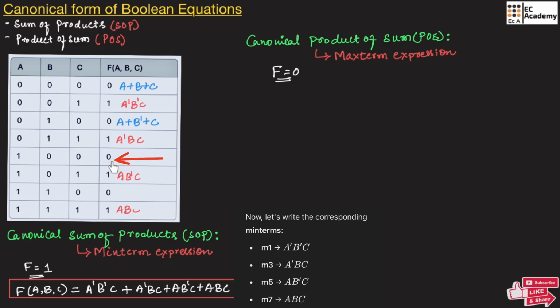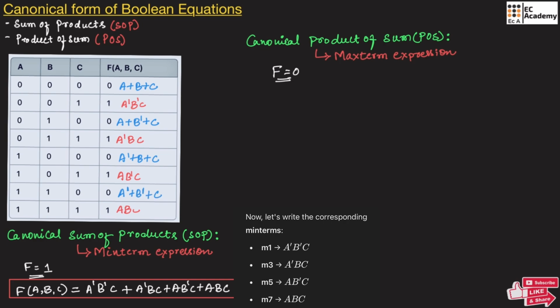Here we are having output as 0 for a is equal to 1, b is equal to 0 and c is equal to 0. So the corresponding Maxterm, we can write it as a dash plus b plus c. Finally we are having output as 0 for a is equal to 1, b is equal to 1 and c is equal to 0. So we can write a dash plus b dash plus c.